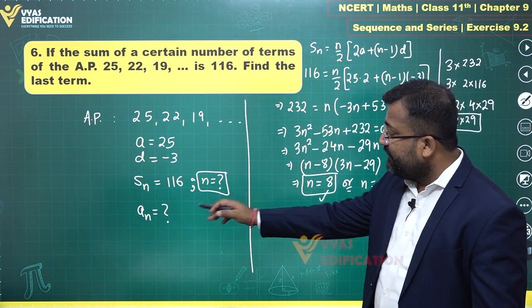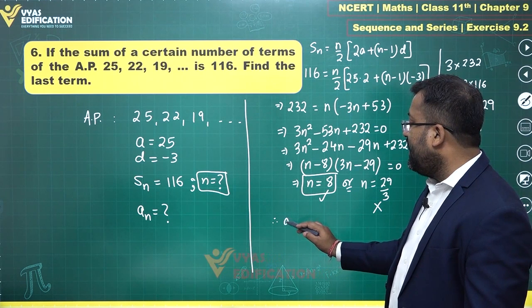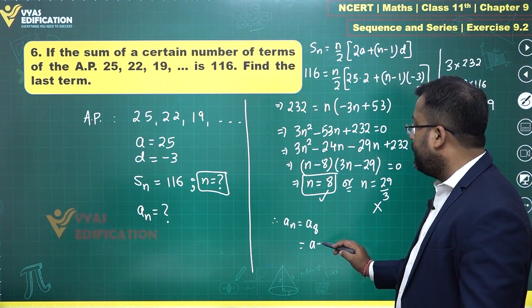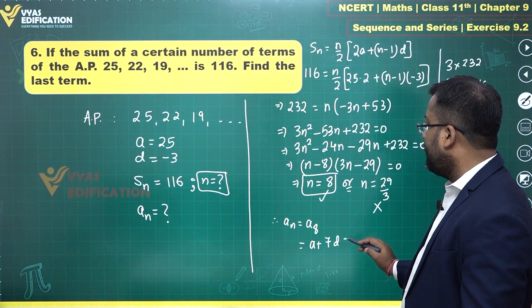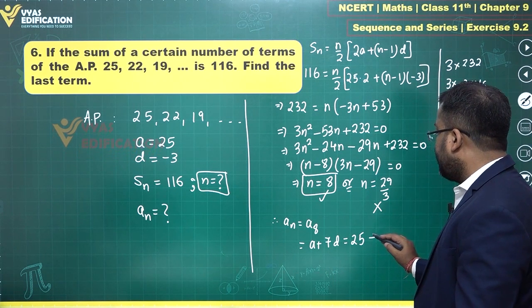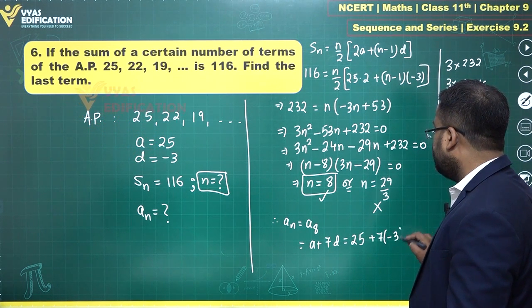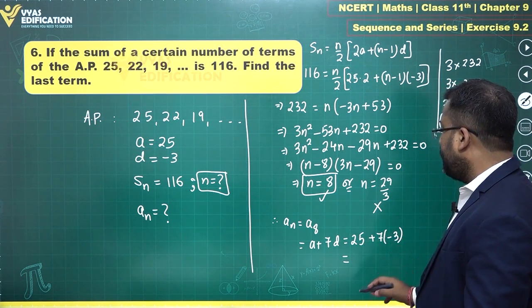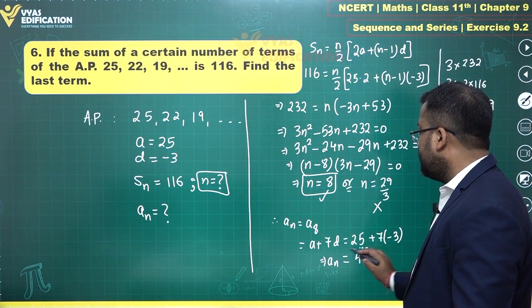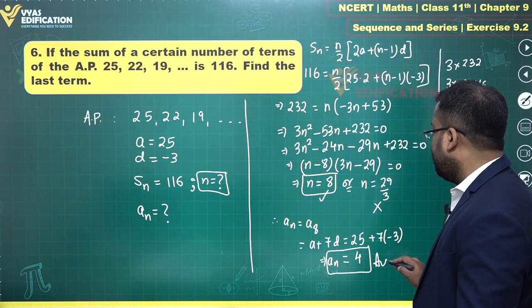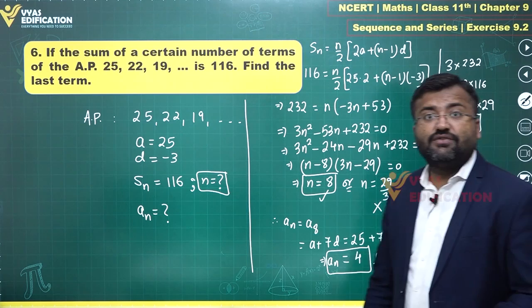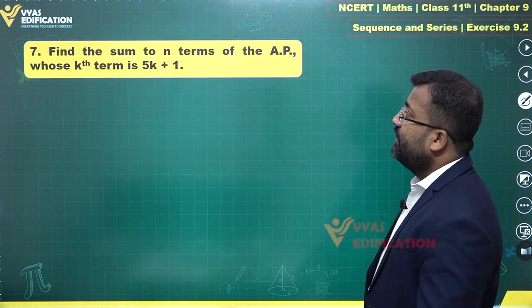But that's the value of n. We need an. Therefore, an, which is equal to a8, will be a plus 7d. What is that? a is 25, d is minus 3. 25 minus 21, which is 4. This is an, which is the last term. This is the correct answer for this question. As you can see, that's the complete solution of the 6th question.